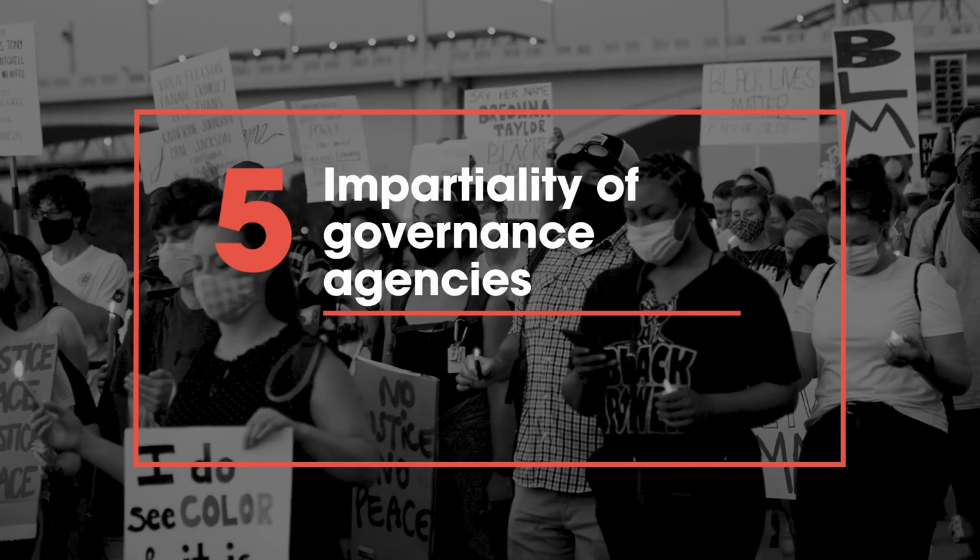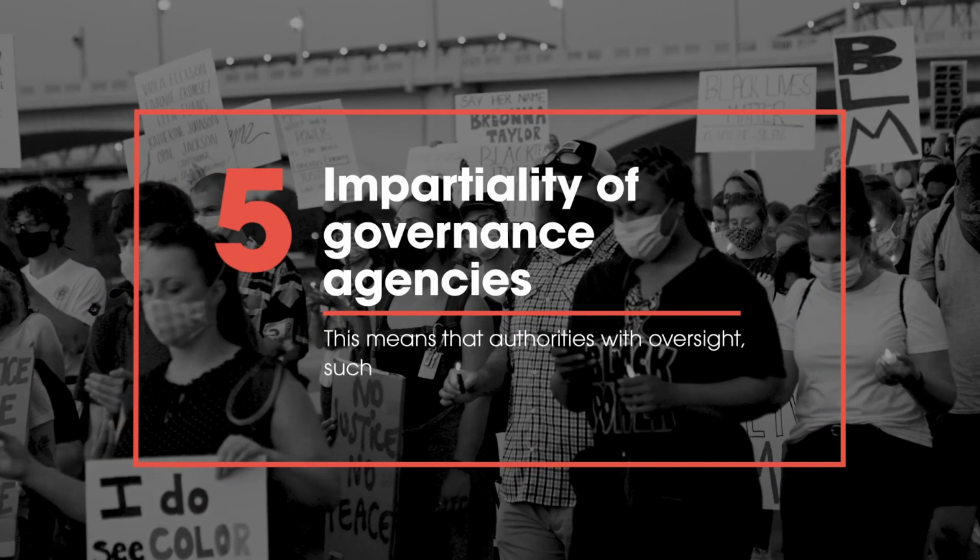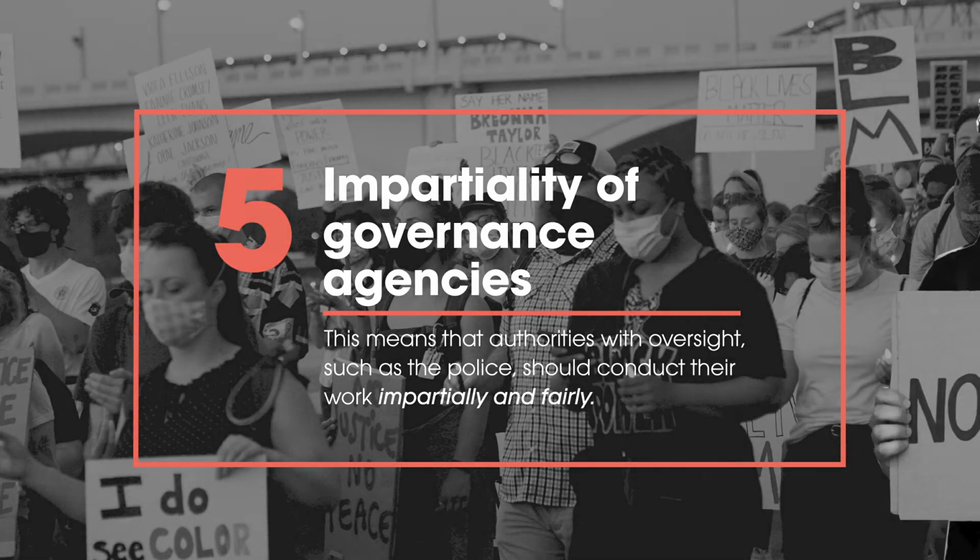This means that authorities with oversight, such as the police, should conduct their work impartially and fairly. An example of South African law failing to uphold this principle is that the Regulation of Gatherings Act allows police to use firearms to eliminate an imminent threat to life or property caused by a protest in more circumstances than international rules allow. This can be linked to the Marikana massacre, in which 34 miners were killed and 78 seriously injured whilst demonstrating.